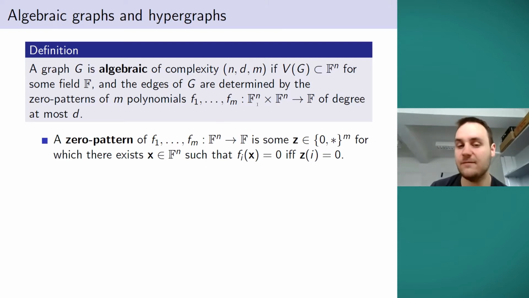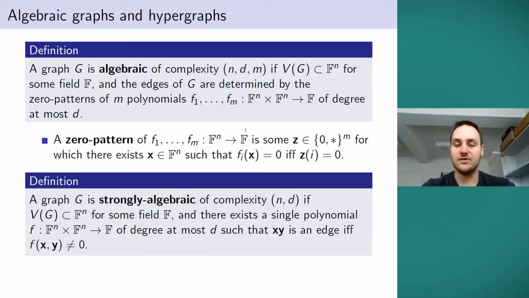And if from this zero pattern alone, I can reconstruct whether this pair of vertices was joined by an edge or not, then I say that this graph is algebraic with these defining polynomials. So I hope this is clear, but in a second, I will also give you an example to get even more familiar with the definition.